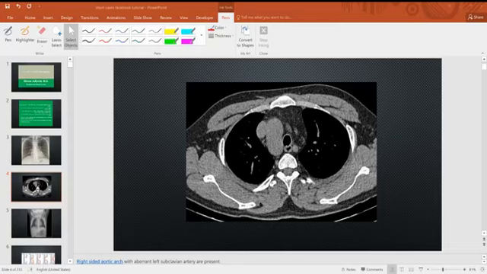Someone said right coarctation of the aorta, right aortic arch, and aberrant subclavian artery. This is the correct answer: right aortic arch. As we see here, this is the superior vena cava, and this is the right aortic arch, and this is the aberrant left subclavian artery, and this is the right answer.